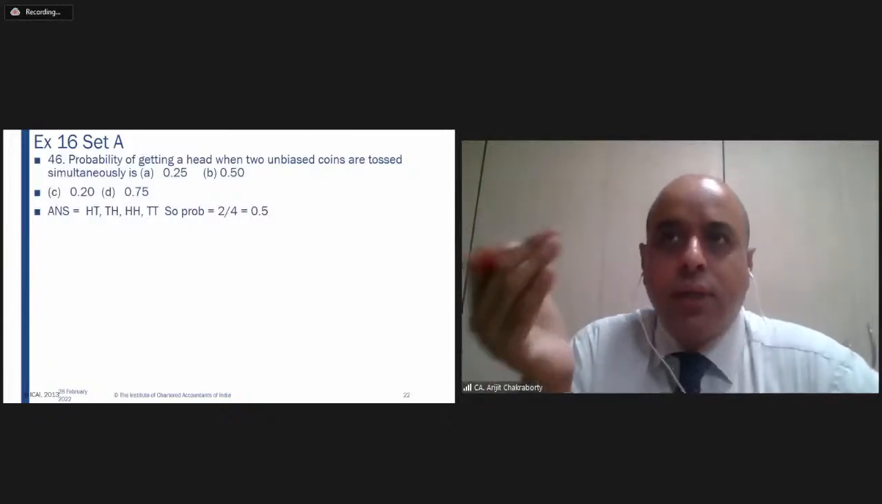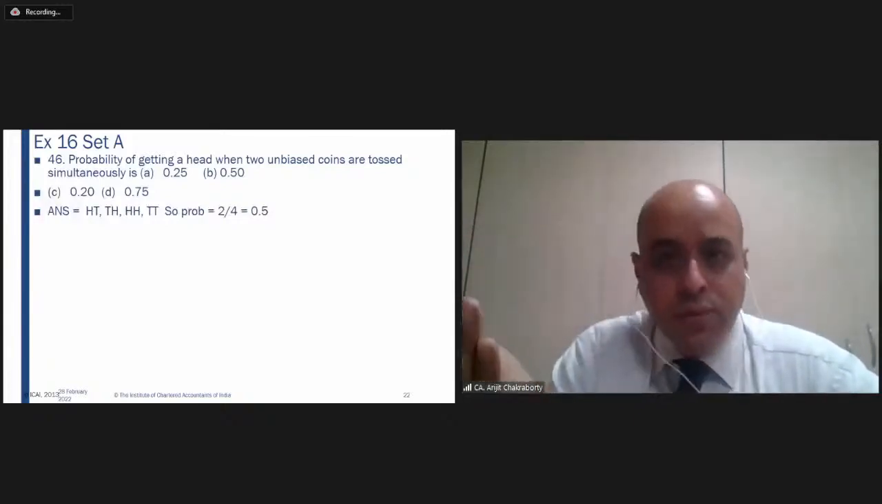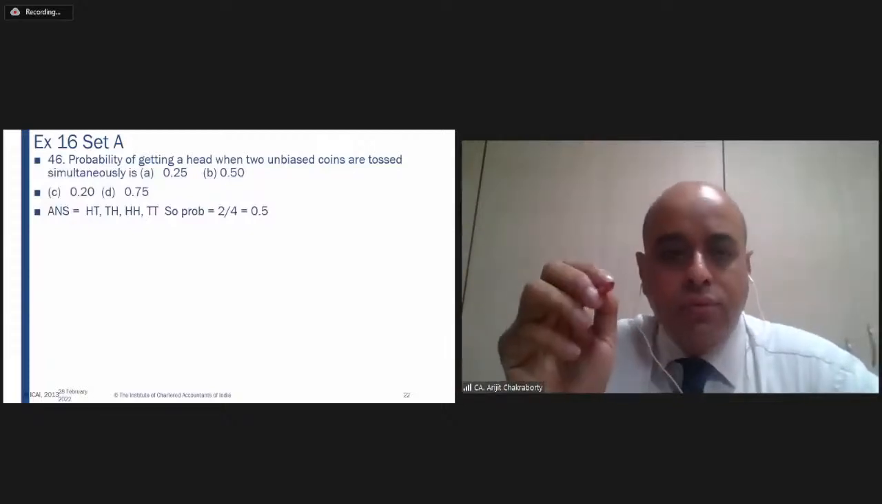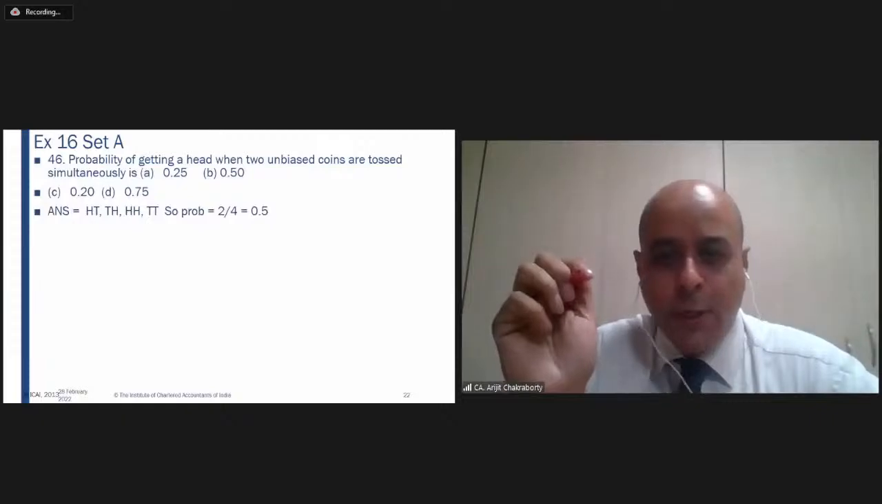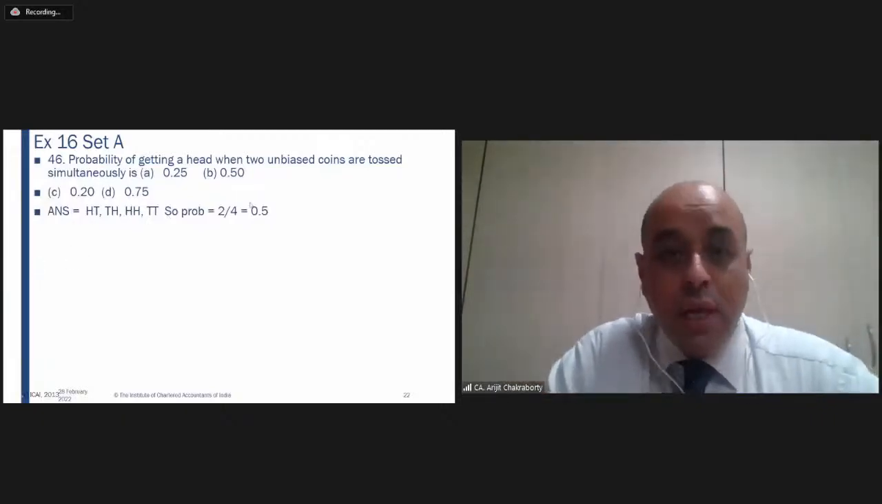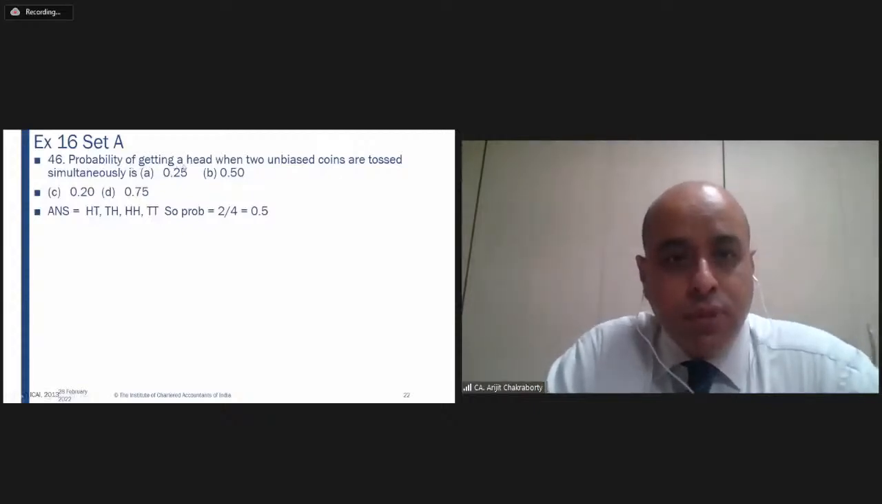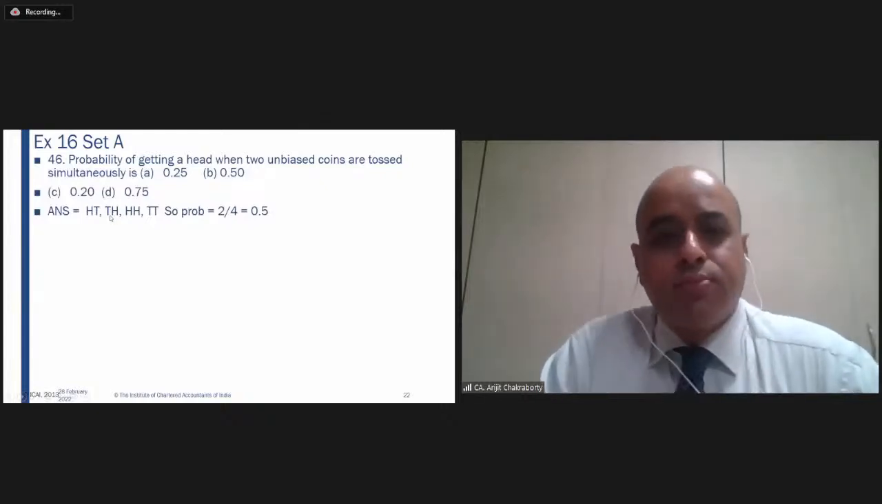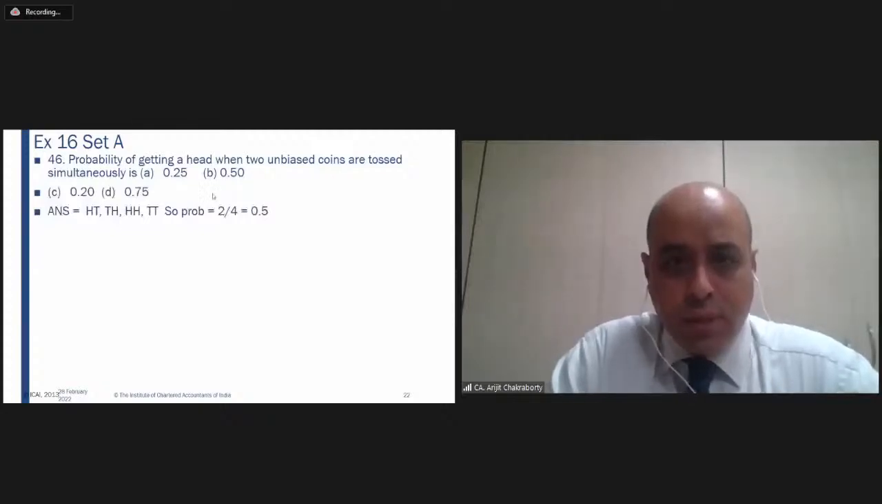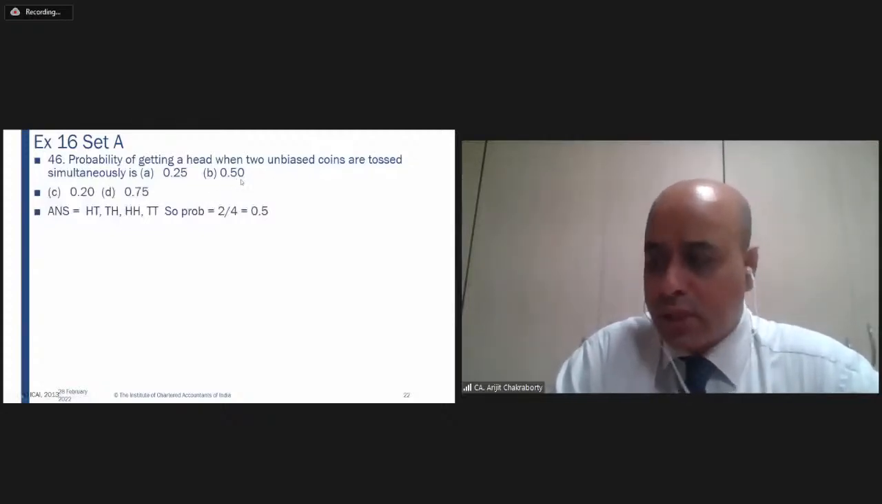We know the probability formula is a fraction. The highest value is 1, the lowest value is 0. In the denominator, we write the number of possible cases. Here the number of possible cases is 4, so the denominator becomes 4. The question is the probability of getting a head. One head is possible when you get HT or TH. Therefore, the probability becomes 2 by 4, that is 0.5. So option B is the right answer for 46.